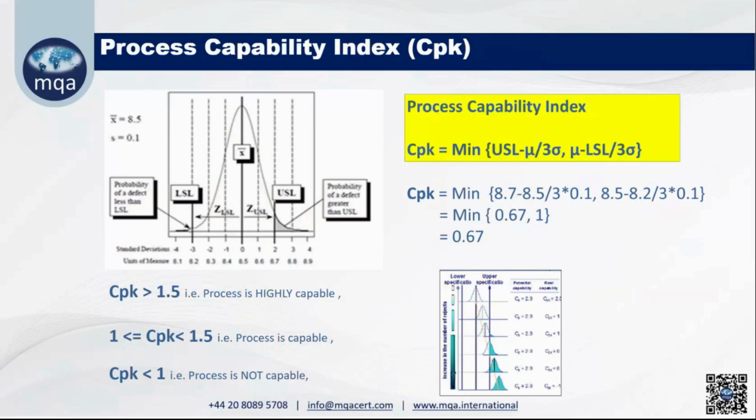Now CP is equal to 1.5. CP is greater than or equal to 1.5. The comparison is given here. An example is given. The mean is 8.5 and the standard deviation is 0.1. So we can compare for each reading.